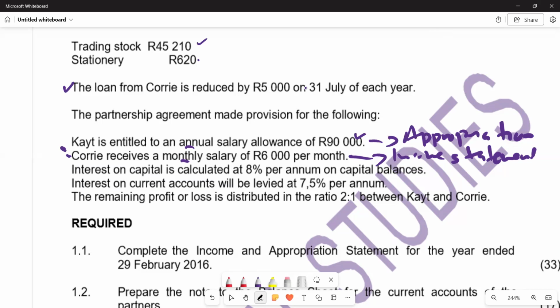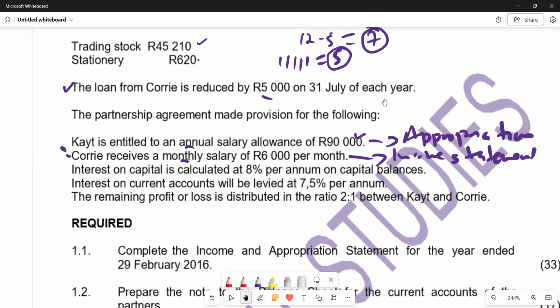So let's count the number of months before it was reduced. Remember, the year is starting on 1 March. So saying March, April, May, June, July, and then it was reduced, which means starting from August. So before it was reduced, we've got 1, 2, 3, 4, 5 months. So after the reduction, it's going to be 12 minus 5, because we have 12 months in a year, which is going to give us 7. So we've got 7 months after reduction and 5 months before reduction, and it was reduced by 5,000.